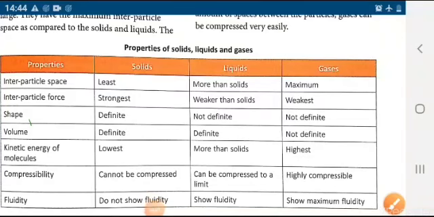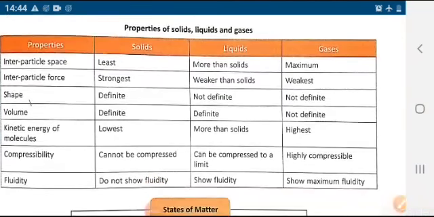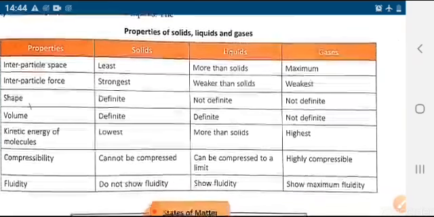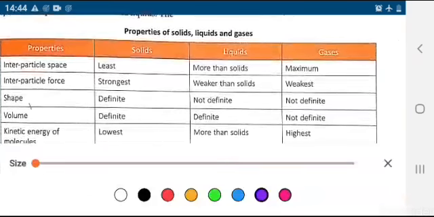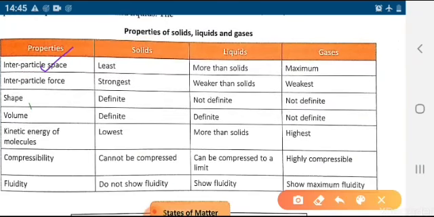Hello student. Today in this second session of chapter Matter, we will be learning how to represent the properties of solid, liquid and gases in the form of a tabular chart. We will be discussing several properties which are interparticle space, which is nothing but intermolecular space, interparticle force, that is intermolecular force, shape, volume, kinetic energy, compressibility and fluidity.